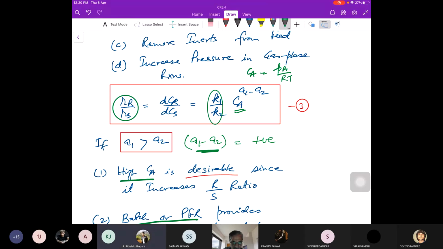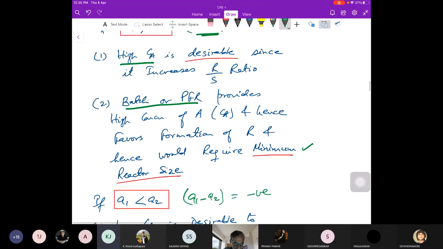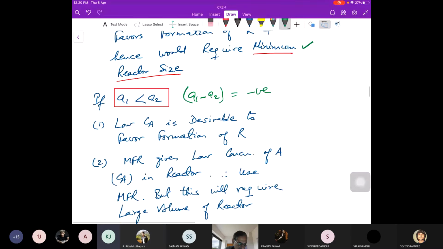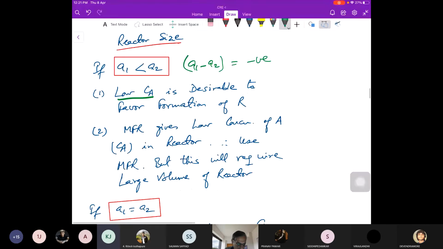Then CA should be low, right? So in this case, low CA is desirable to favor formation of R. So MFR gives low concentration of CA in the reactor. Therefore, you can use MFR. But this will require a large volume of the reactor. So बोला था हमने शुरू में, right? Product distribution चाहिए तो volume sacrifice करना पड़ेगा in some cases. Some cases it will be okay.